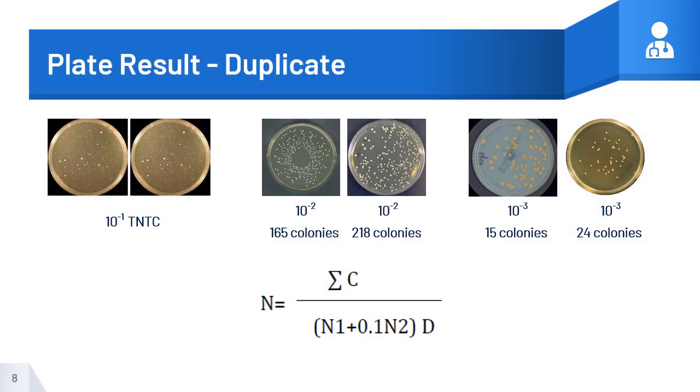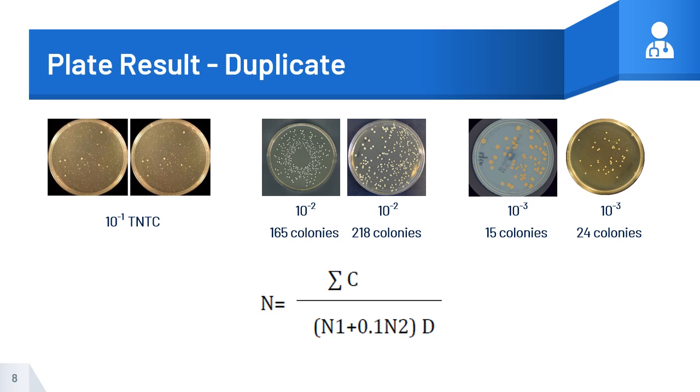Here is a small example for reference purposes. We have done the plating, so we have done the total plate count. Please remember that for food products analysis, we have to perform duplicate plates. So 10 power minus 1 duplicate, 10 power minus 2 duplicate, 10 power minus 3 duplicate. We take the average count and perform the calculation.